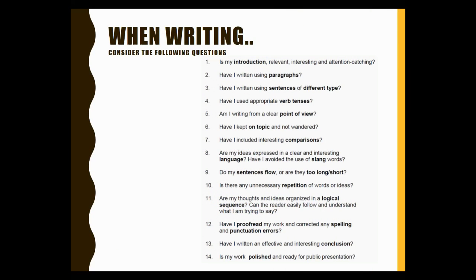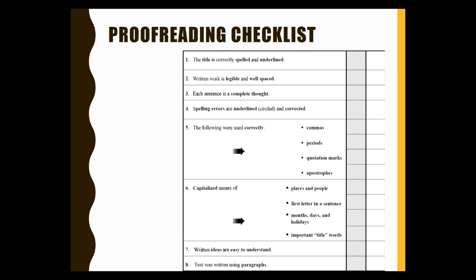When writing, you have to consider these questions and take care of them and put them in front of you when you write. After finishing writing, you can proofread your writing. Here is a checklist, and you can give it to another person, your classmate or whoever, and he can check your article. Or you can do it yourself, and this checklist will help you.